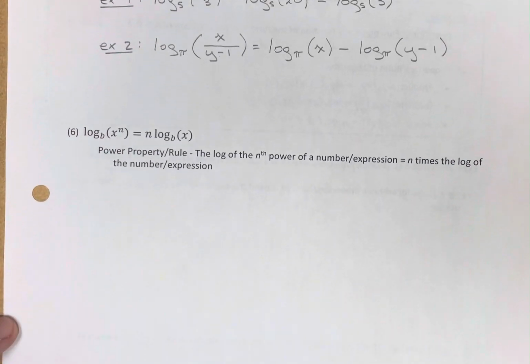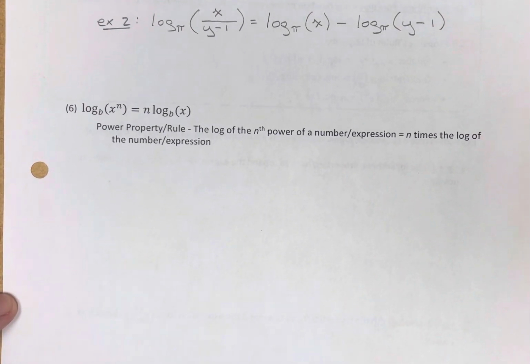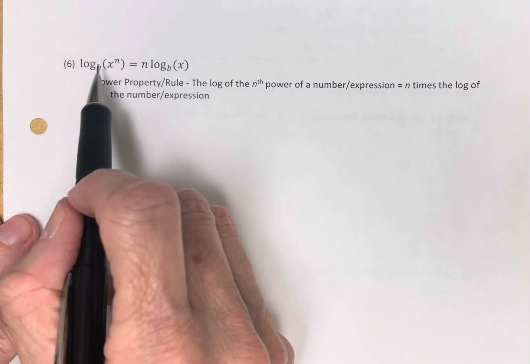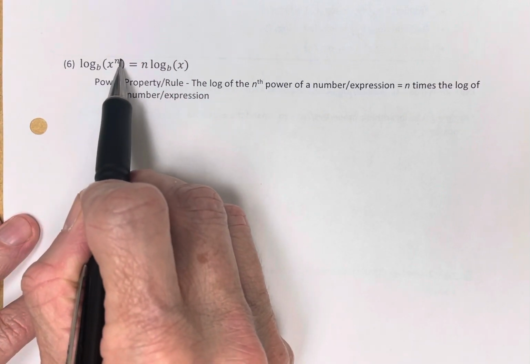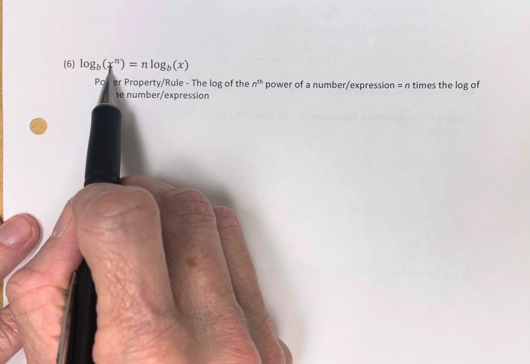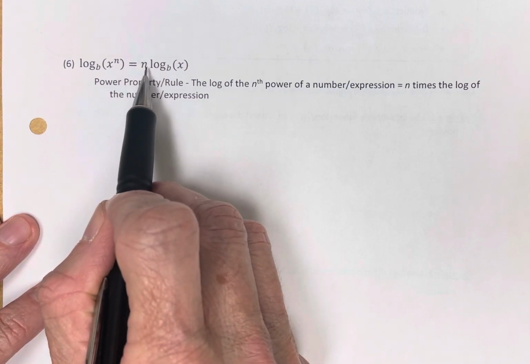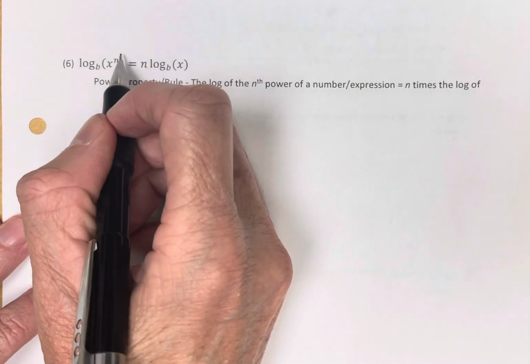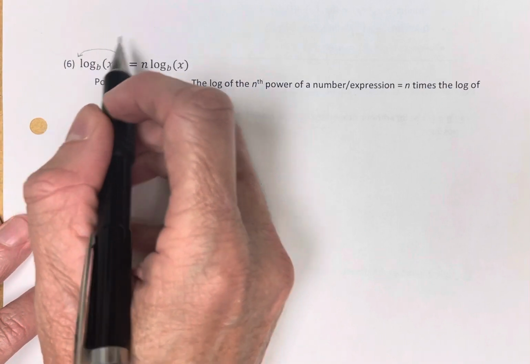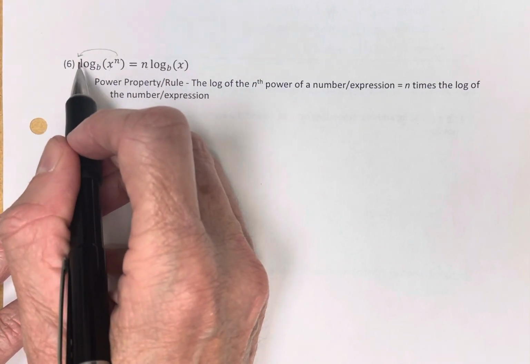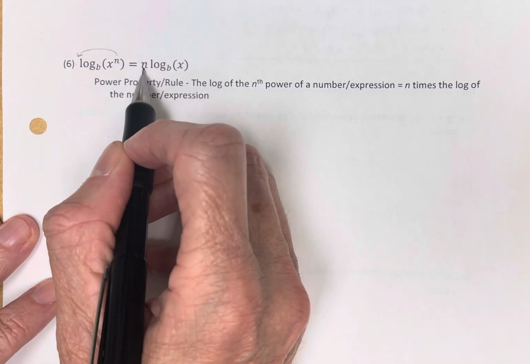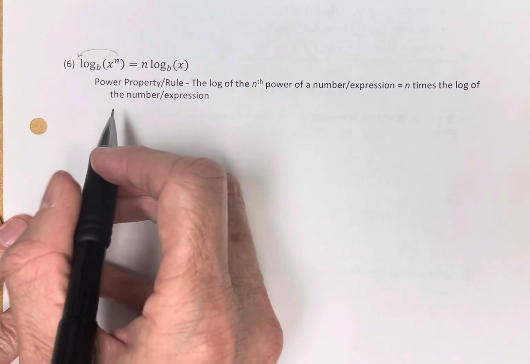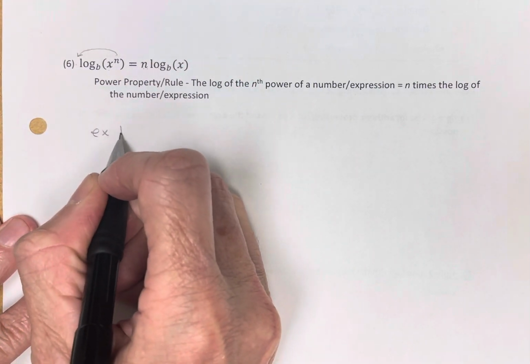And the final one we're going to make a lot of use of is called the power property, or the power rule, which states the following. The log of the nth power of a number or an expression is equal to n times the log of the number or the expression. In other words, we can move an argument's exponent to the front and write it like this if we need to. We're just taking the exponent of the argument and moving it to the front. So let's do a couple of examples to see how that works.